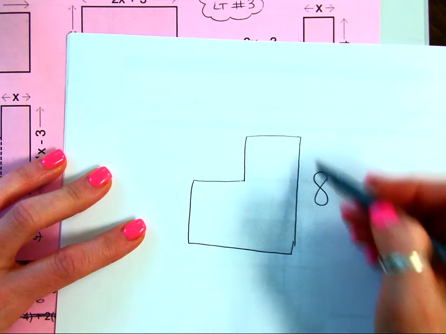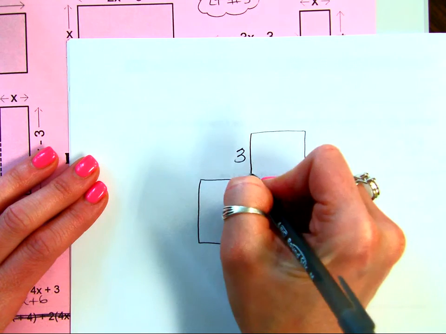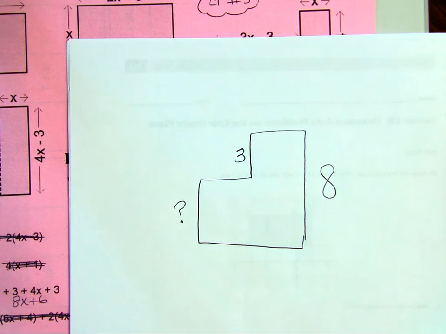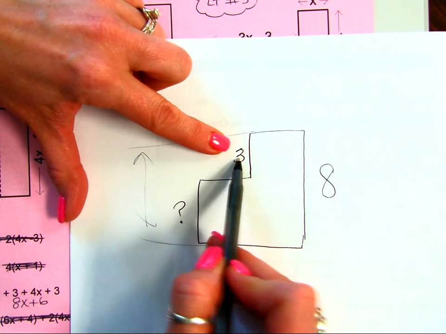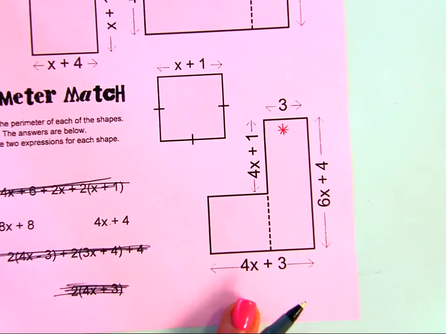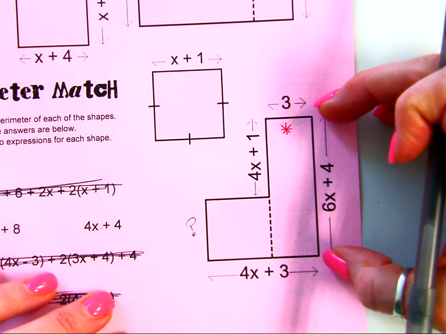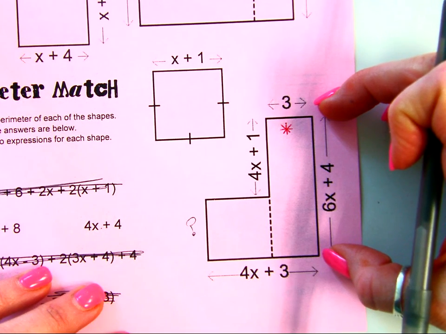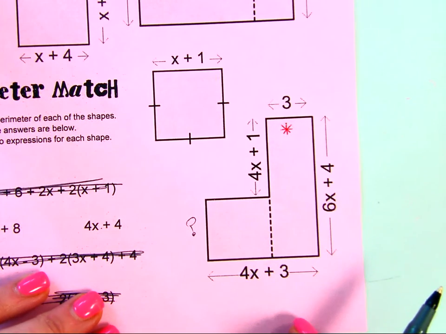If I were to say this whole side length is 8, and this side length from here to here is 3, what could you do to figure out what that side length is? Right? Because this and this together is, what would I add? So how the heck are you going to do that, though, for this one? Because I don't know that side length. But I know if this whole thing is 6x plus 4, and this is 4x plus 1, I have to subtract them.